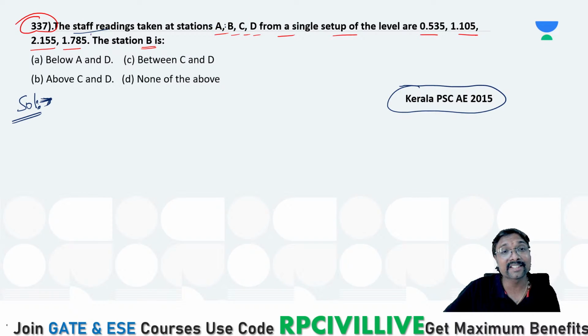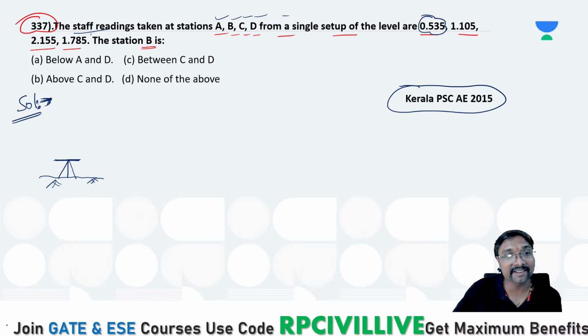The staff readings taken at stations A, B, C, and D are these readings. If you just observe it, this is your leveling. This is your instrument, you can say. And the first one is the A point. Okay, you just call me, I'll tell you. Don't worry.